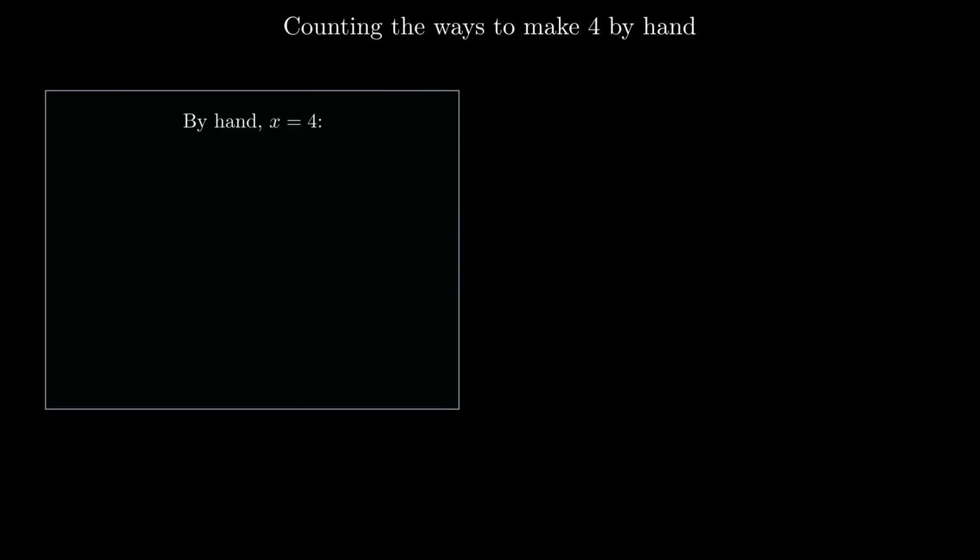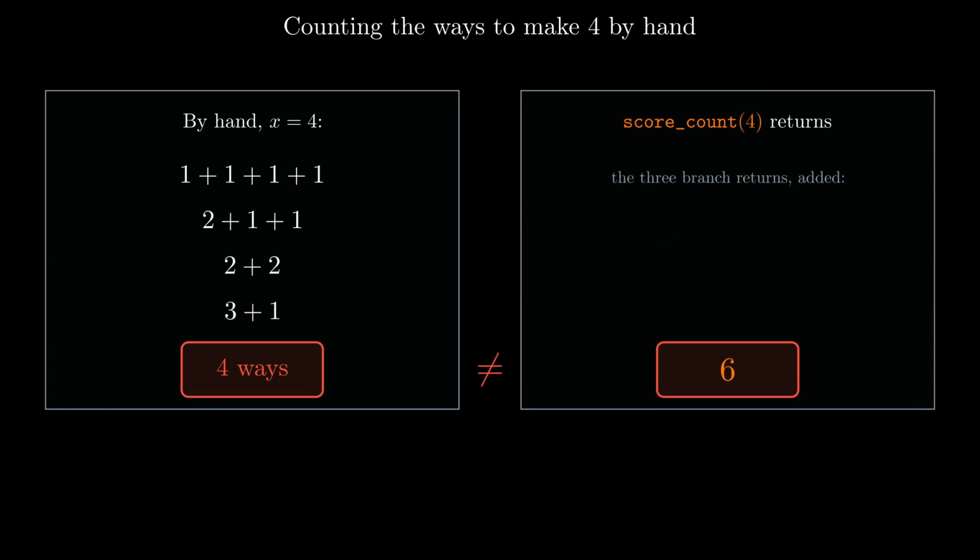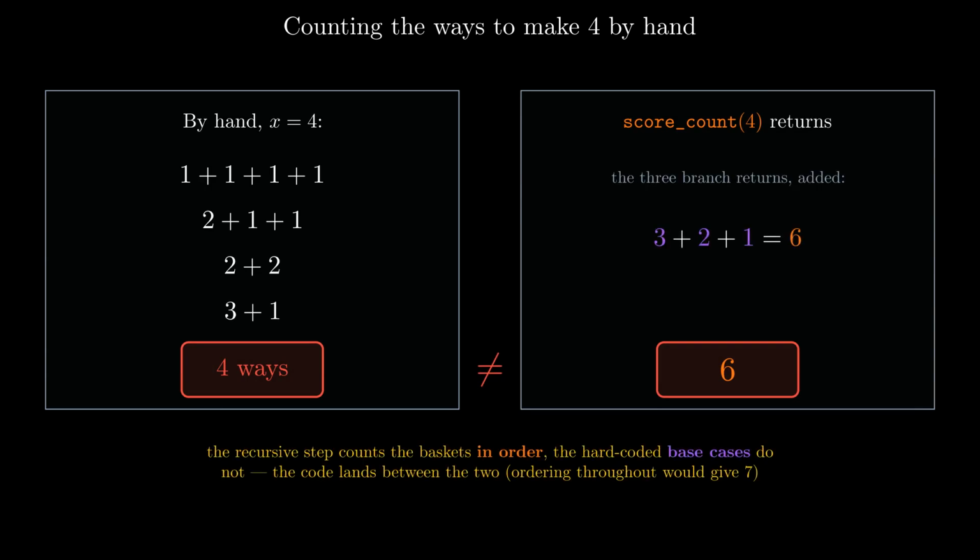Now the subtlety I promised. Count the ways to make 4 by hand, 1 and 1 and 1 and 1, 2 and 1 and 1, 2 and 2, 3 and 1, and you get 4, not 6. The recursive step counts the order the baskets went in. The base cases do not. Working out that mismatch is the sharpest thing you can take from this example.